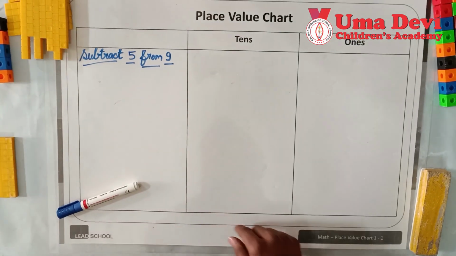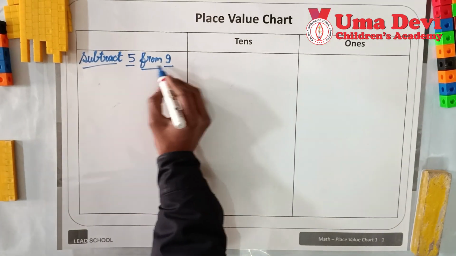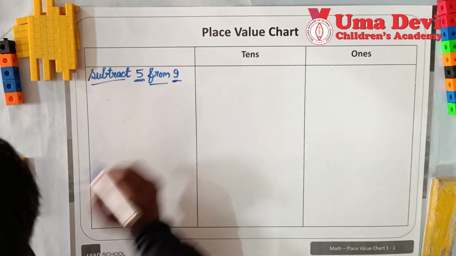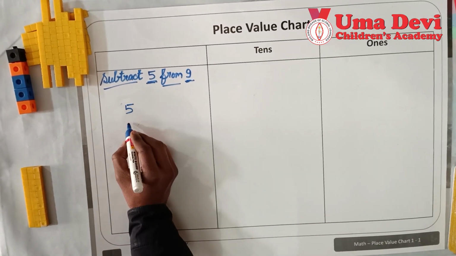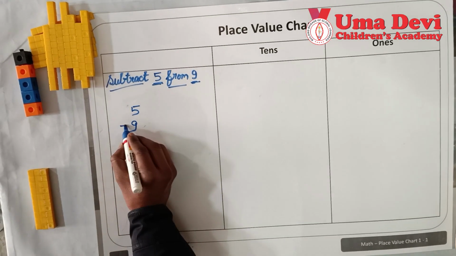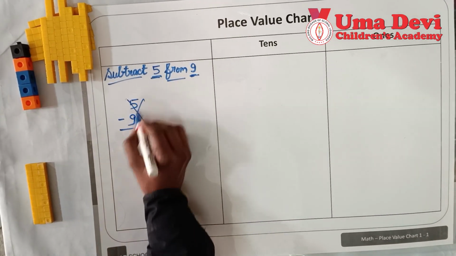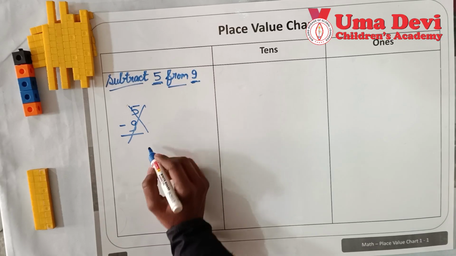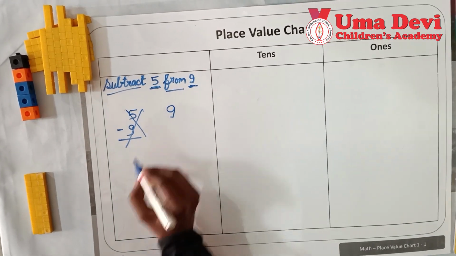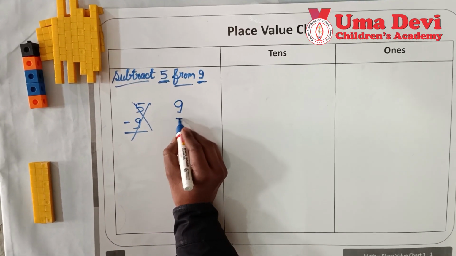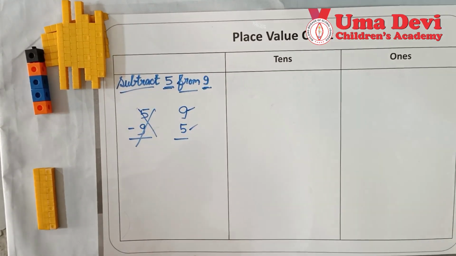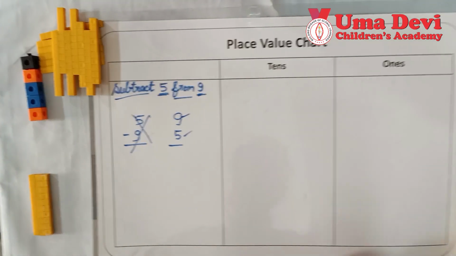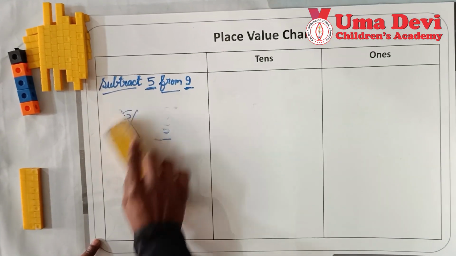So look here, as we have to subtract 5 from 9, how do we write? Do we write like this, 5 upside and 9 downside? Will we write like this? No, this is wrong. So listen, we will write the bigger number at the top and the smaller number at the bottom. As these are one digit numbers, we will write them in the ones column. So I am arranging this.